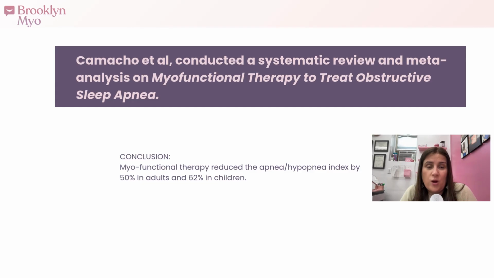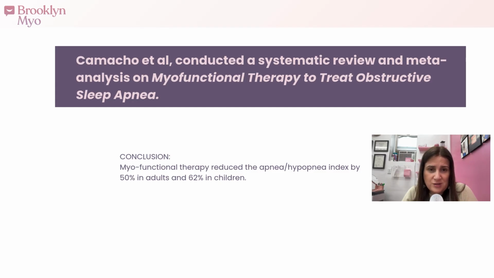Here is one study that was done by Camacho et al. He actually conducted a systematic review and a meta-analysis on the impact of myofunctional therapy on sleep apnea. And this is really a quick summary. You can look it up. His conclusion was that myofunctional therapy reduced the apnea-hypopnea index by 50% in adults and 62% in children.